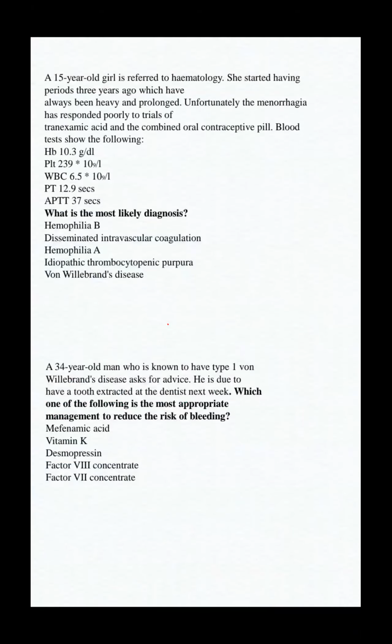The first question will be discussed with me, Dr. Shamim Shahid. Yes, ma'am. Assalamu alaikum. Alaikum salam. A 15-year-old girl is referred to hematology. She started having periods 3 years ago, which have always been very heavy and prolonged. Unfortunately, the menorrhagia has responded poorly to trials of tranexamic acid and the combined oral contraceptive pill. Blood tests show Hb 10.3, platelet count 239, WBC 6.5, PT 12.9 seconds, and APTT 37 seconds. What is the most likely diagnosis? Hemophilia B, disseminated intravascular coagulation, hemophilia A, idiopathic thrombocytopenic purpura, or von Willebrand disease.